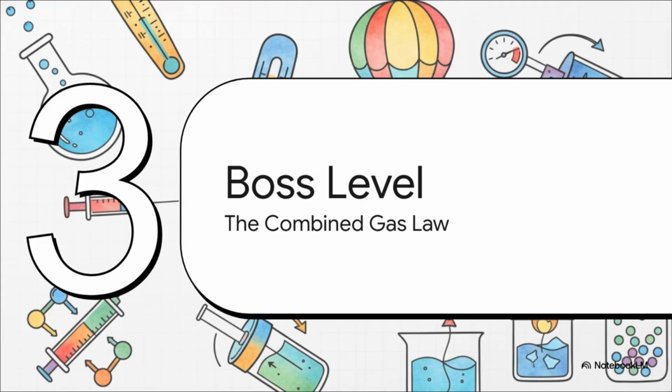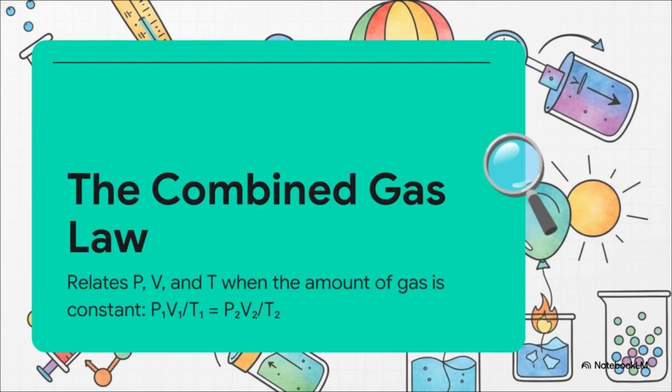Okay, take a deep breath. You've cleared all the levels. You've mastered the individual mechanics. Now, it's time. Time for the final boss battle, the combined gas law. This is where it all comes together, because in this fight, pressure, volume, and temperature can all change at the same time. Now don't let this big formula intimidate you. It looks scary, but it's not a new enemy. It's actually just Boyle, Charles, and Gay-Lussac all teaming up into one super formula.